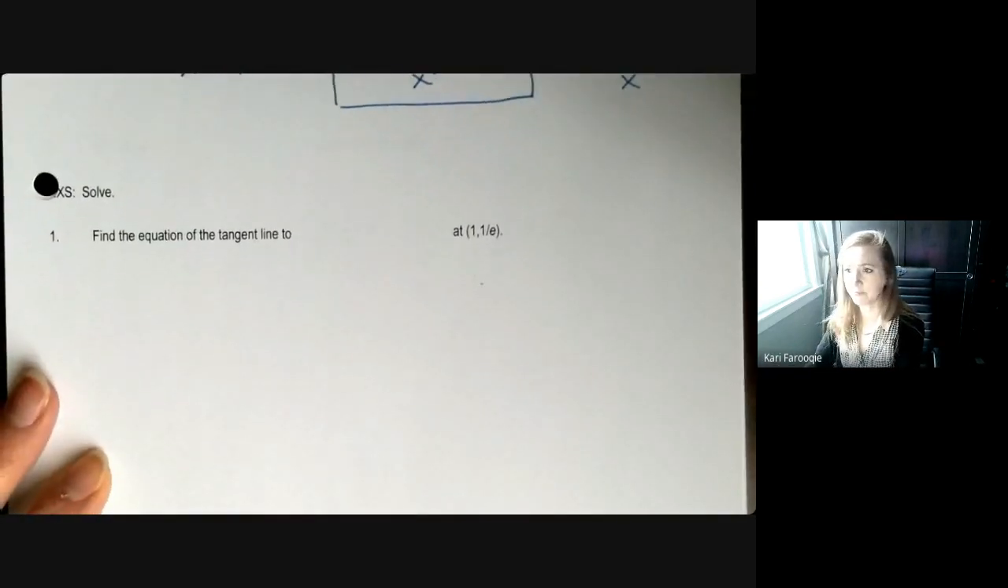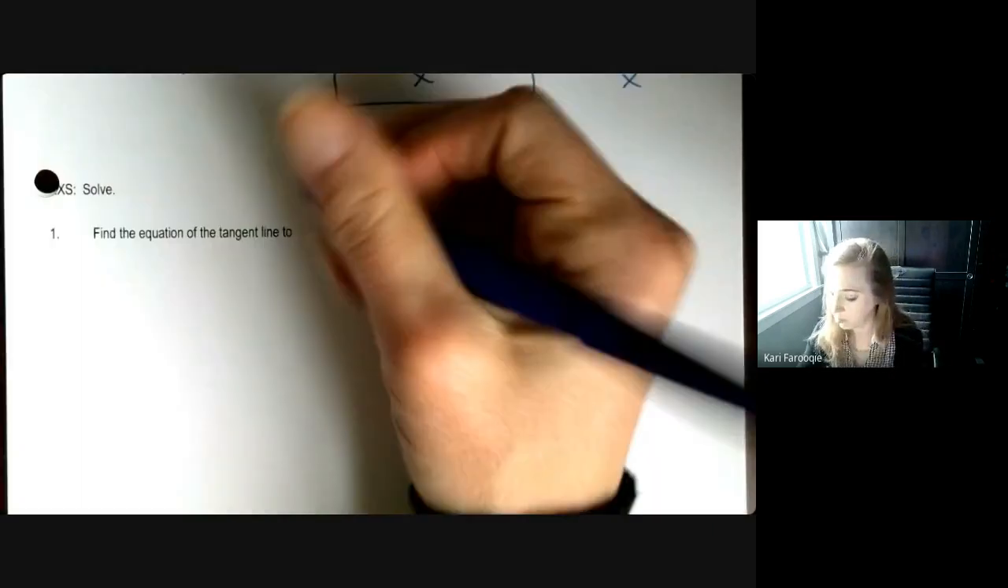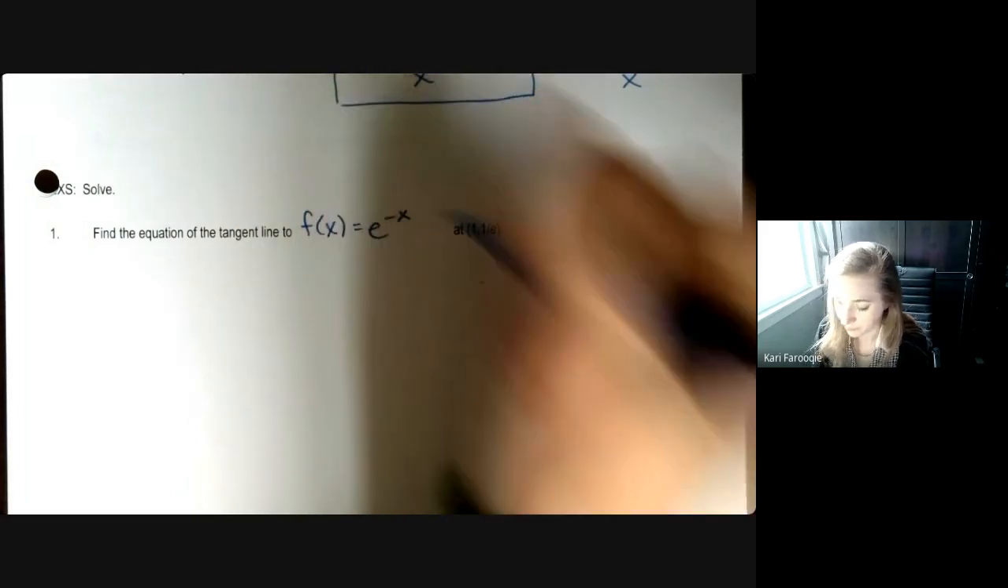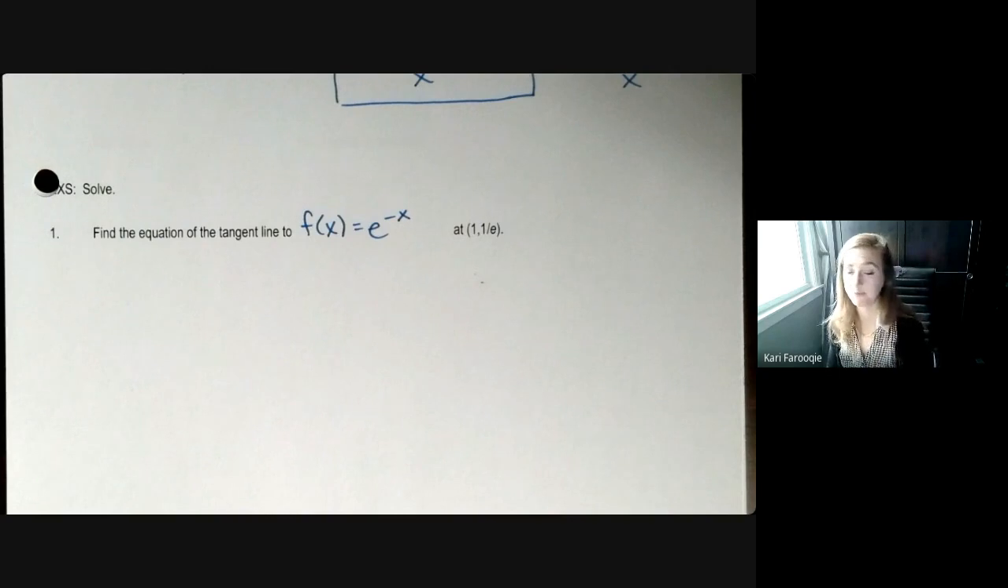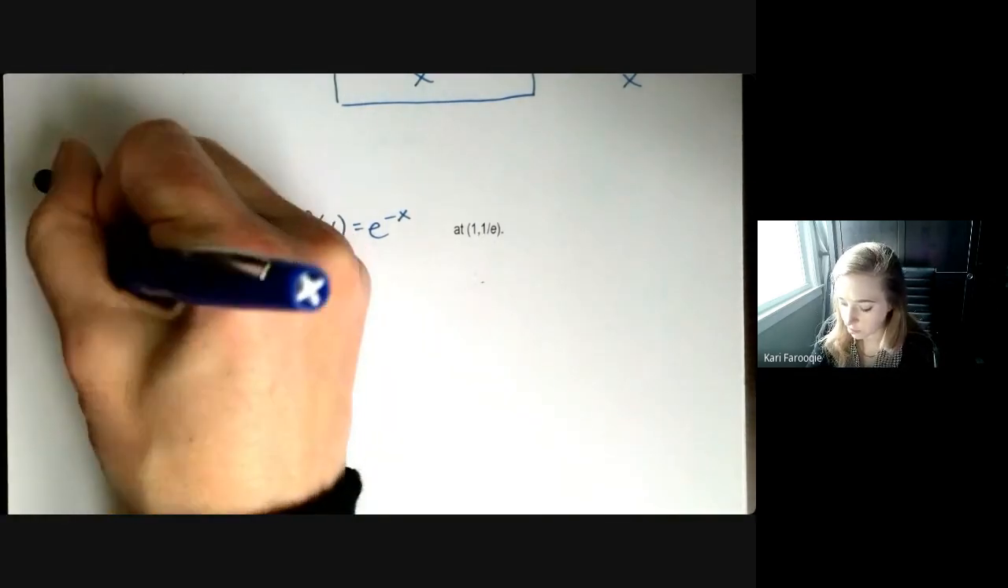You're welcome. Find the equation of the tangent line to f of x equals e to the negative x, and we're going to look at this at 1 over e. All right, so if I'm finding the equation of the tangent line, what I need is the slope. In order to get the slope, I need to find the derivative and evaluate it at the x coordinate of the point that I've been given. So go ahead and find the derivative first.